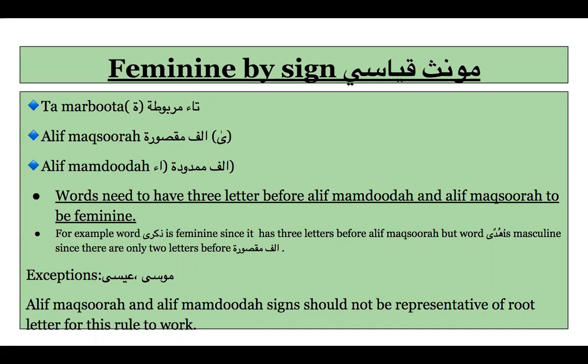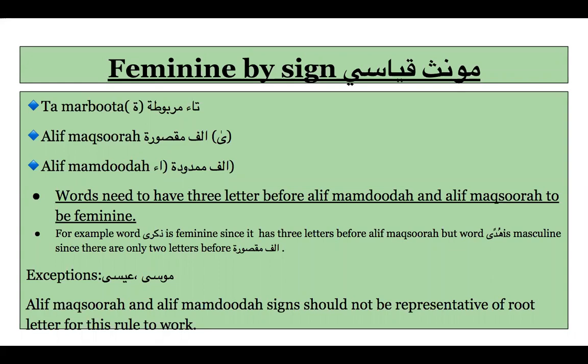Okay, so now again, this is the مونث قياسي, the feminine by sign. Coming back to the topic: ta marbuta, alif maqsura, alif mamduda. For the last two signs to work, you have to have 3 letters before your alif mamduda and alif maqsura. Before your short alif and before your stretched alif, you have to have 3 letters, and they have to be the letters of word structure. These alifs that are the signs of feminine have to be after your 3rd root letter.